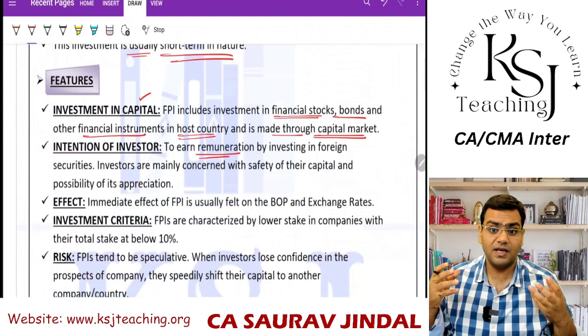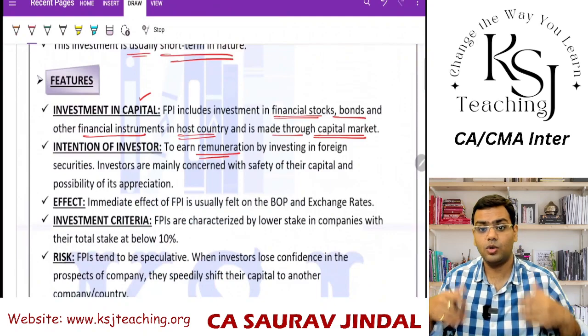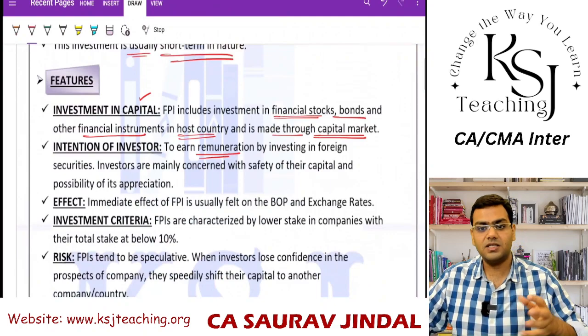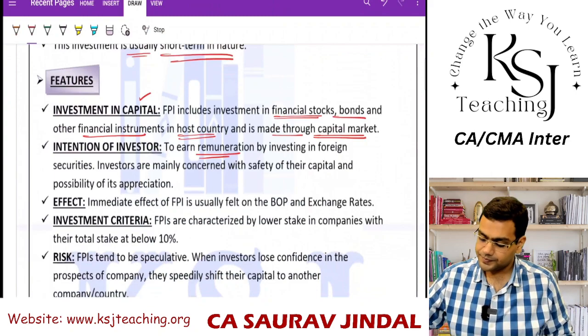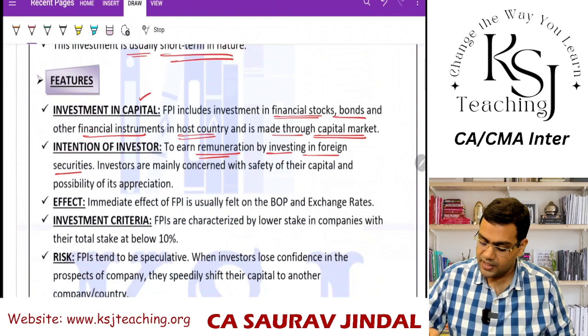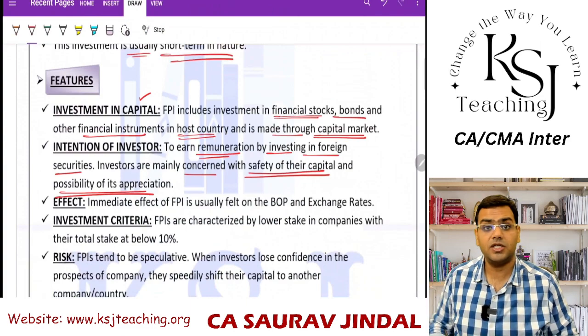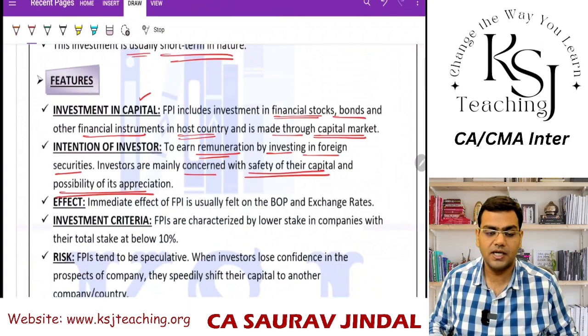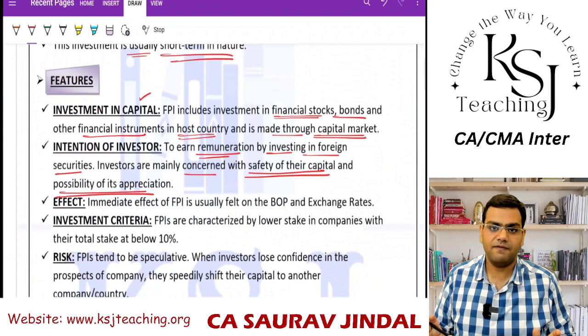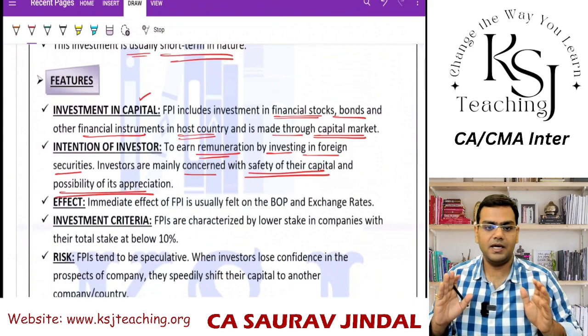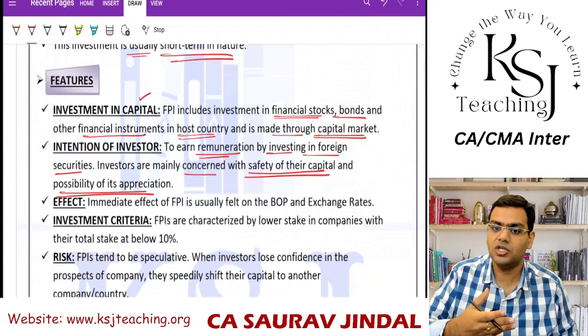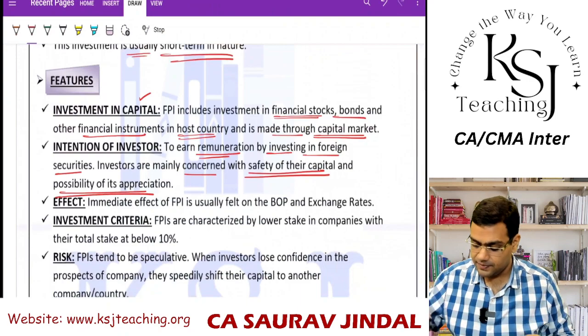Whatever the investment I have made, I should be getting a very good return on that, right? But that is personal return only. To earn the remuneration by investing in a foreign security, the investors are mainly concerned with the safety of their capital and the possibility of its appreciation, that whatever the money they have invested, that should be safe. The capital loss should not be there. Plus, if you get additional return, that is the additional benefit.